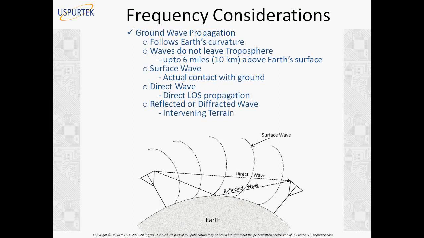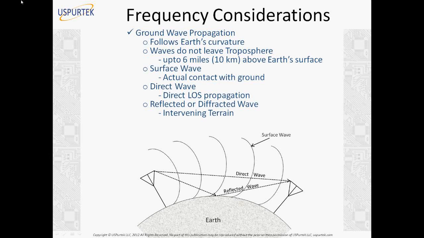So let's look at the ground wave propagation. Begin with the ground wave propagation. This is one mode of propagation that the radio waves follow. In ground wave propagation, the radio waves follow Earth's curvature. You see here, the spherical ones, they just follow the Earth's curvature and reach the antenna on the other side. So waves do not leave the troposphere. They remain within the boundary of 6 miles above Earth's surface.